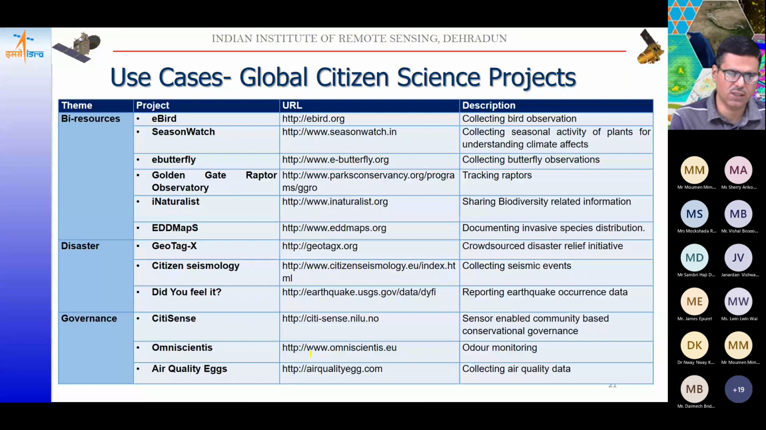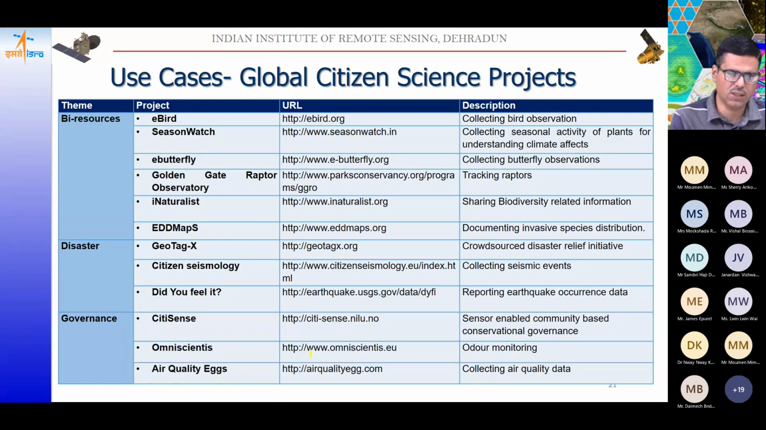Now there are various good citizen science projects that you can come across. Here I've listed them primarily under three categories: bioresources, disaster, and governance related applications. Under bioresources, as we also discussed during the initial phase, the monitoring of wildlife is a very important use case of citizen science projects. We come across various projects which have been running for a long time, like eBird and eButterfly, where people are collecting bird observations and butterfly observations. Similarly, iNaturalist, sharing biodiversity related information, and others.